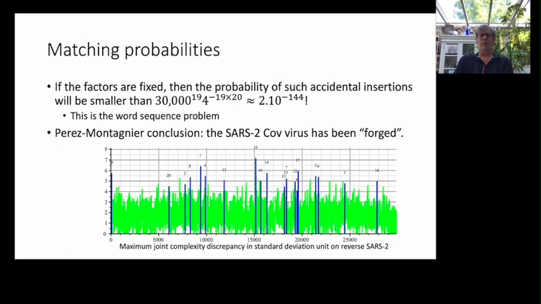As a confirmation of the accidental insertion, in this picture I plot the same maximum joint complexity discrepancy, but when I consider the reverse of the sequence of SARS-2 COVID, in this case all the matches disappear.